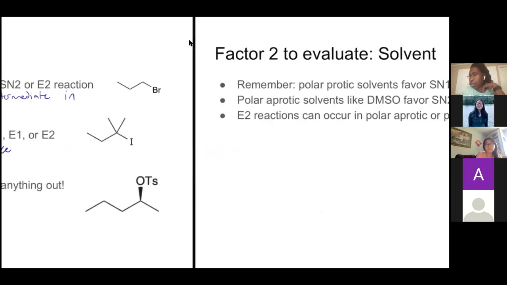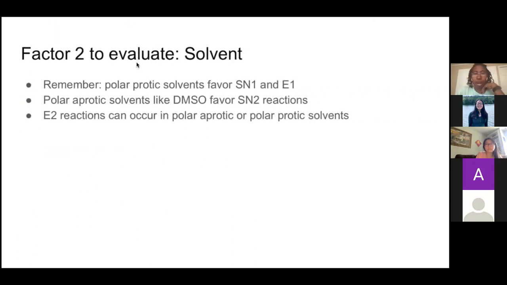Okay, I'm going to move on and talk about how we can use the solvent, if there is one, to determine what type of reaction we're going to have. As you might remember from Friday, polar protic solvents favor the SN1 and E1 reactions. This is because they have both cation and anion solvation, so they'll stabilize that carbocation intermediate.